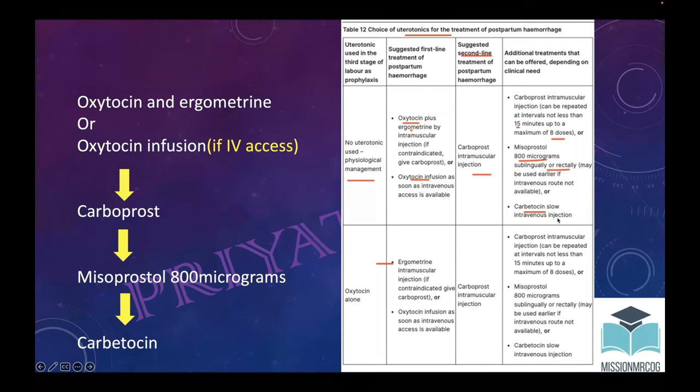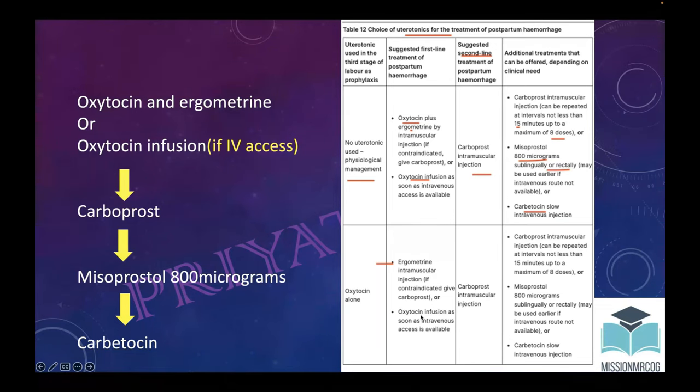Now second scenario, the patient was given oxytocin. So oxytocin has already been given. So now what can you give? From the Syntometrine, you can consider giving ergometrine, because Syntocinon has already been given. So give ergometrine. Second, if IV access, then oxytocin infusion.